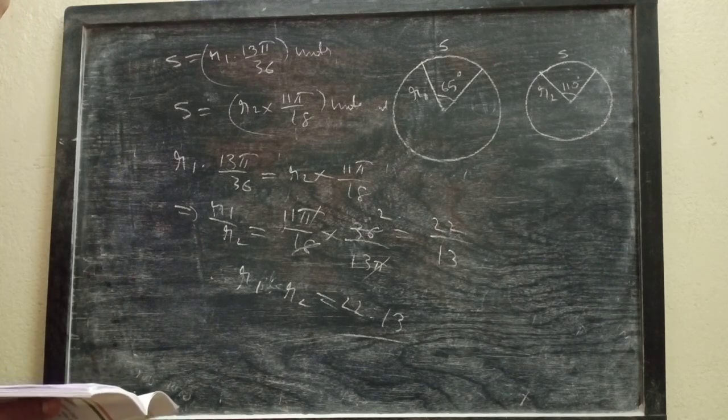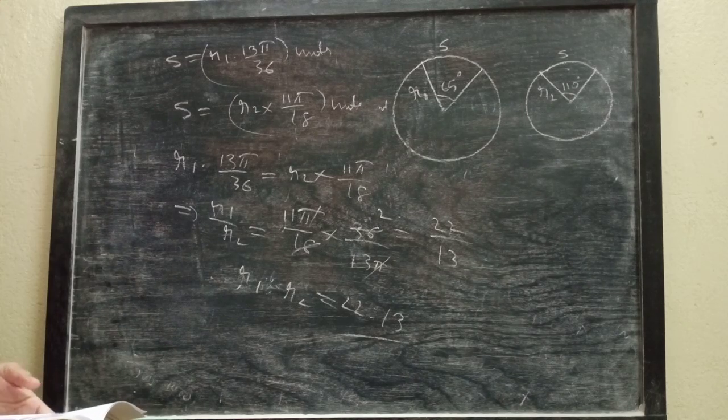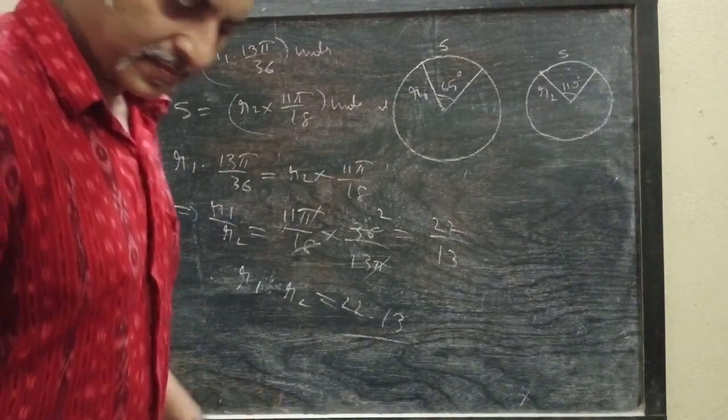Next question. Find the diameter of the sun in kilometer, supposing that it subtends an angle of 32 minutes at the eye of an observer, given the distance of the sun is 91 into 10 to the power 6 kilometers.